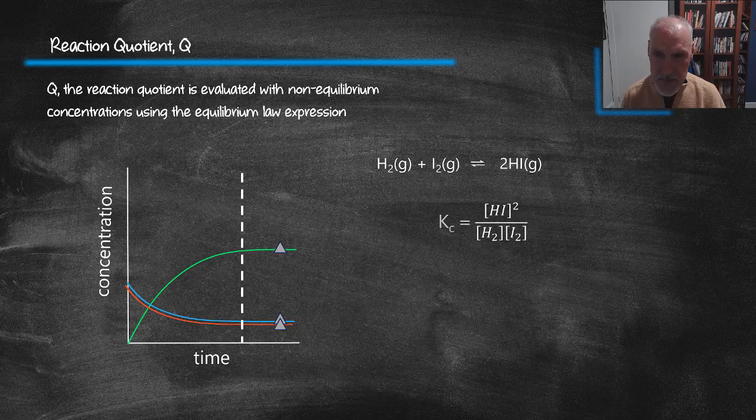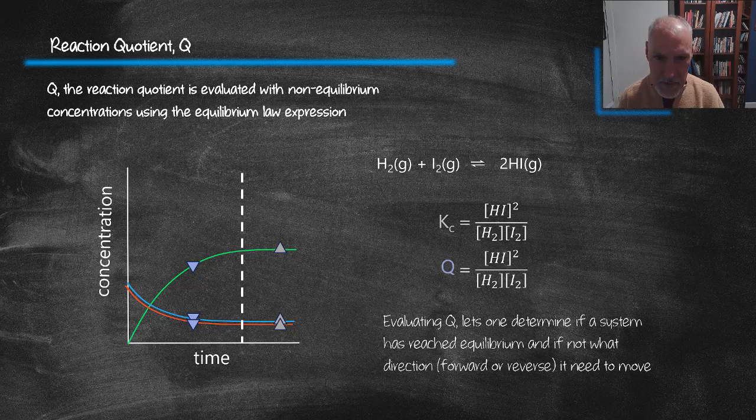The reaction quotient is evaluated in non-equilibrium conditions. So that would perhaps be over here at this side, to the left of the line. We haven't reached equilibrium yet. We still use the equilibrium law expression, however, we use the concentrations that are present in that region. That'll give us, in this case, a value that's actually smaller than the equilibrium constant.